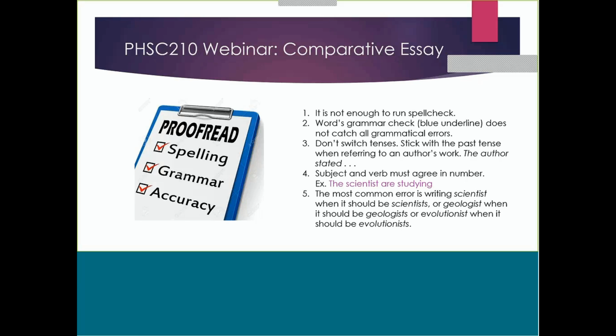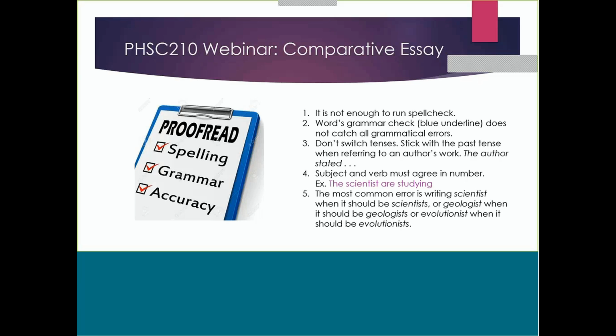Number 3, don't switch tenses. When you're referring to an author's work, since it was written in the past, you refer to it in the past. The author stated as opposed to the author states. And some students fall into a pattern of going back and forth between present and past. But keep it in the past. Conclusions are allowed to be stated in the present because they're your conclusion and they come forth from the material, so they're in the here and now.